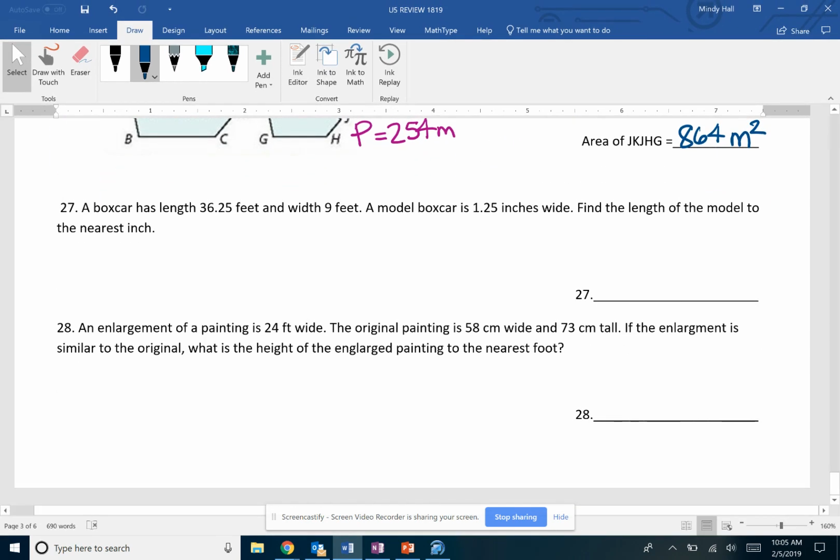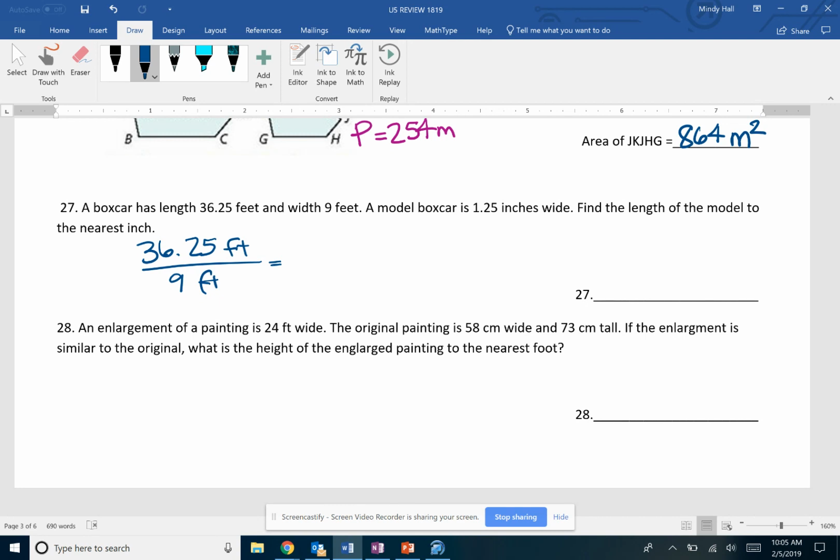All right, so last two. A boxcar has a length of 36.25 feet and a width of 9 feet. A model boxcar is 1.25 inches wide. Find the length of the model to the nearest inch. So this is when I use my labels to my advantage. Because if I'm comparing like feet to feet, then it's fine. And if you want to compare like the big boxcar to the model boxcar, then you can also use that.